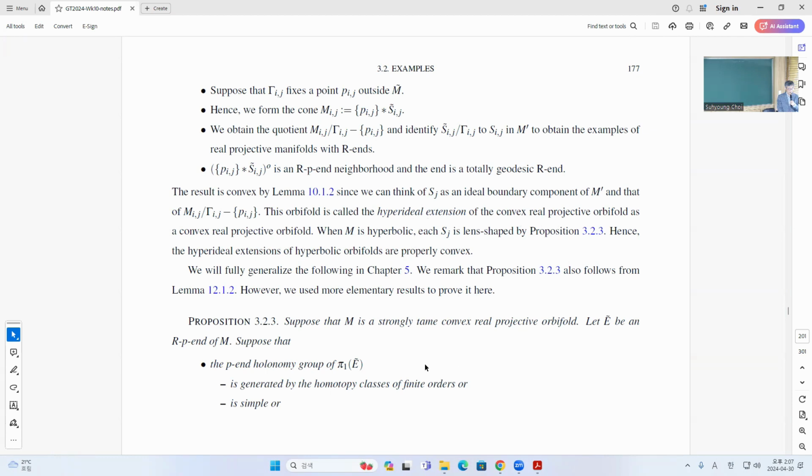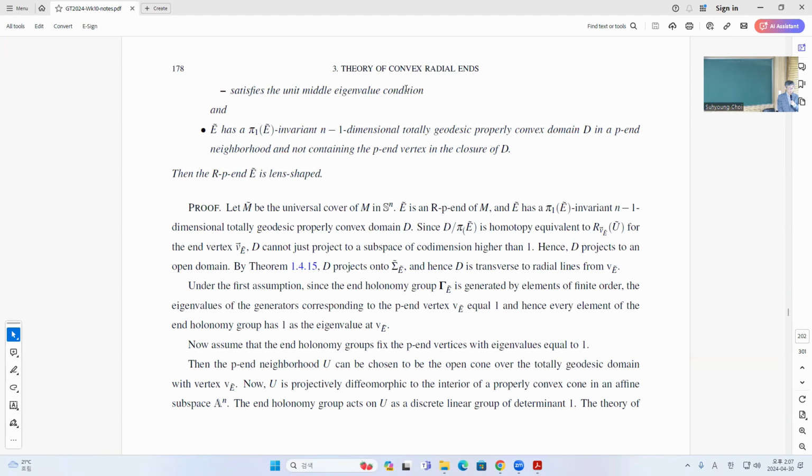And so if the N is generated by some homotopy class of finite order, or is simple, or satisfies a unit middle eigenvalue condition. So the unit middle eigenvalue condition means that the holonomy will fix these end vertices with the eigenvalue 1. Okay, and then the end has an invariant n-1 dimensional totally geodesic convex domain in the projective space, not containing it in the closure. Then this is always going to be lens shaped.